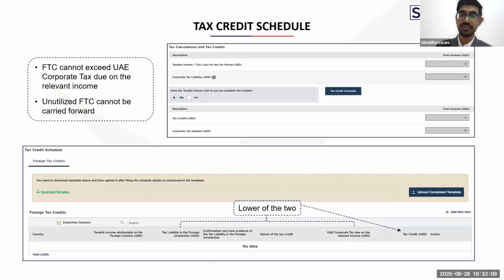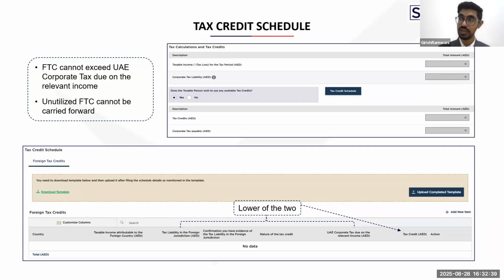Now coming to your tax credit schedule. In the tax credit schedule, the tax law allows you to claim the tax credit for any taxes that you would have paid in a foreign jurisdiction. So if you have any presence outside UAE and you have paid any taxes, then in UAE, since worldwide income is taxable, even the foreign income would be taxable. However, against that, foreign tax credit is allowed.